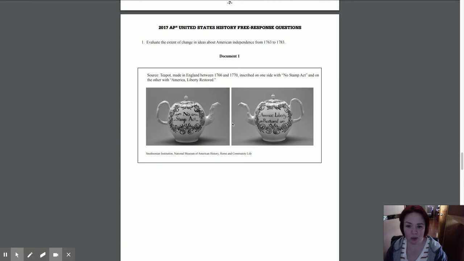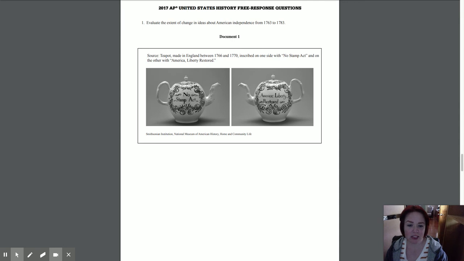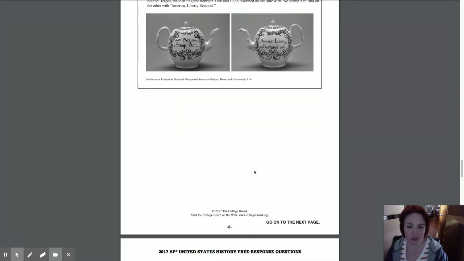Here's document 1, which is a lovely teapot. Beautiful. No Stamp Act, America, liberty restored. It is made in England. It is definitely dealing with getting rid of the Stamp Act, so that should give you a clue about time period and what was going on for context. Let's continue.